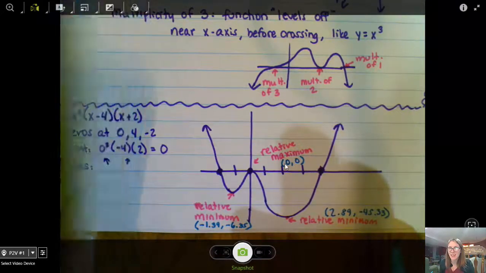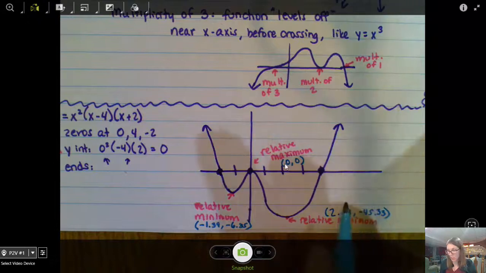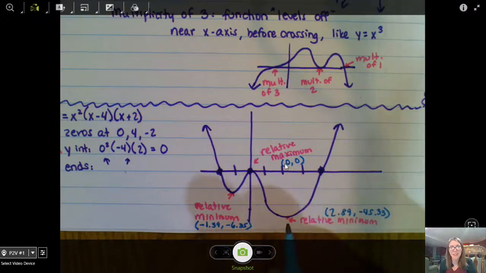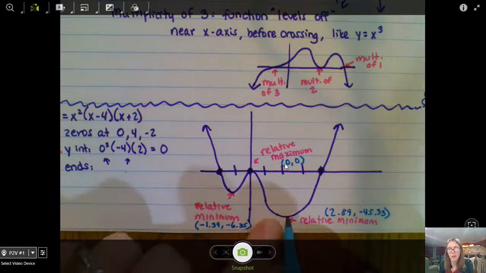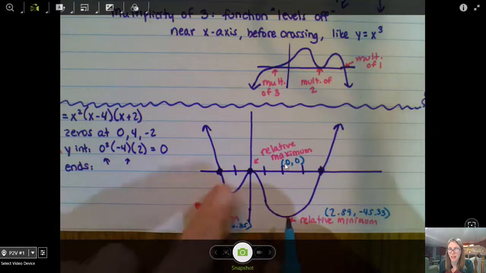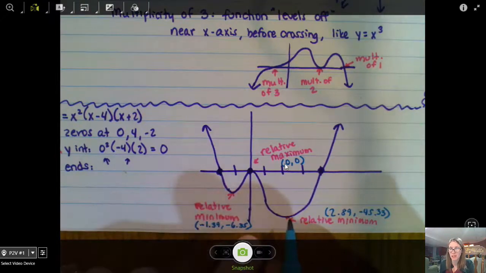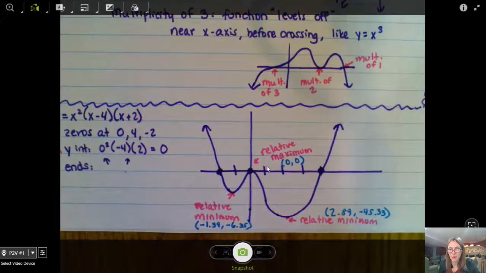And as you can see, our loose sketch that we made without knowing where our relative minimum and maximum were, our rough sketch was pretty far off because we did not show that this was really quite a bit farther below the x-axis than our other relative minimum. But that's how we find them on our calculator.